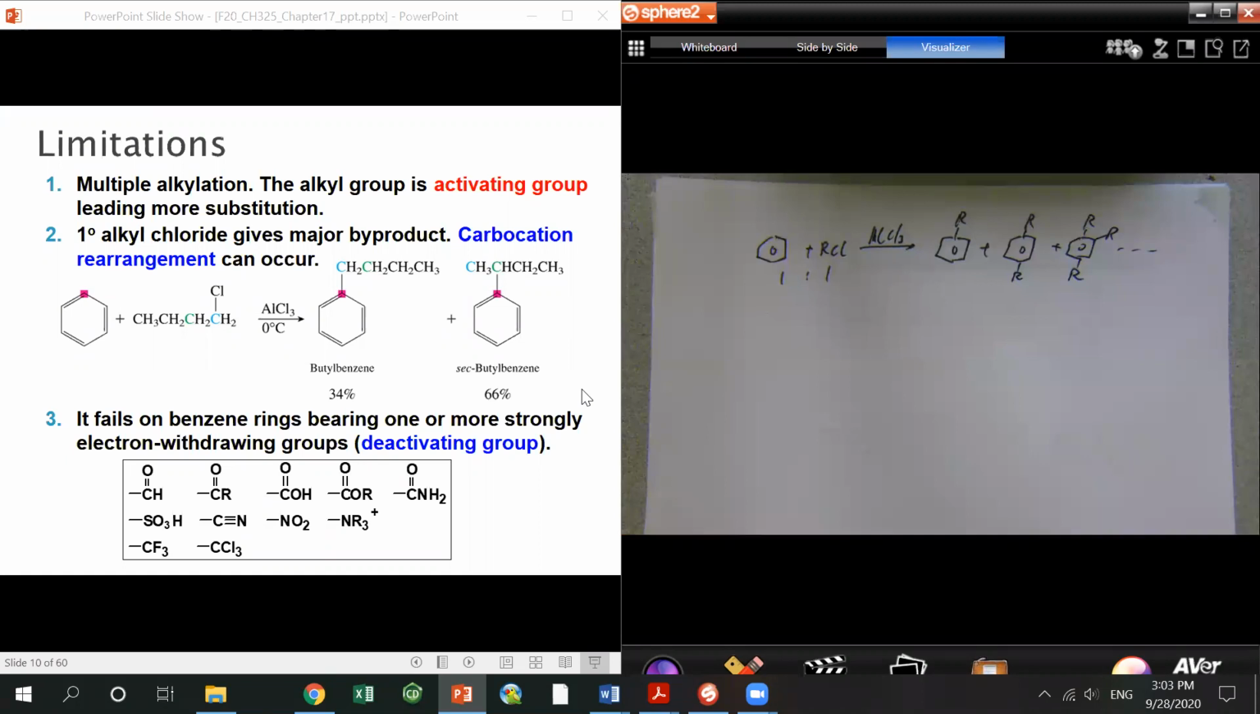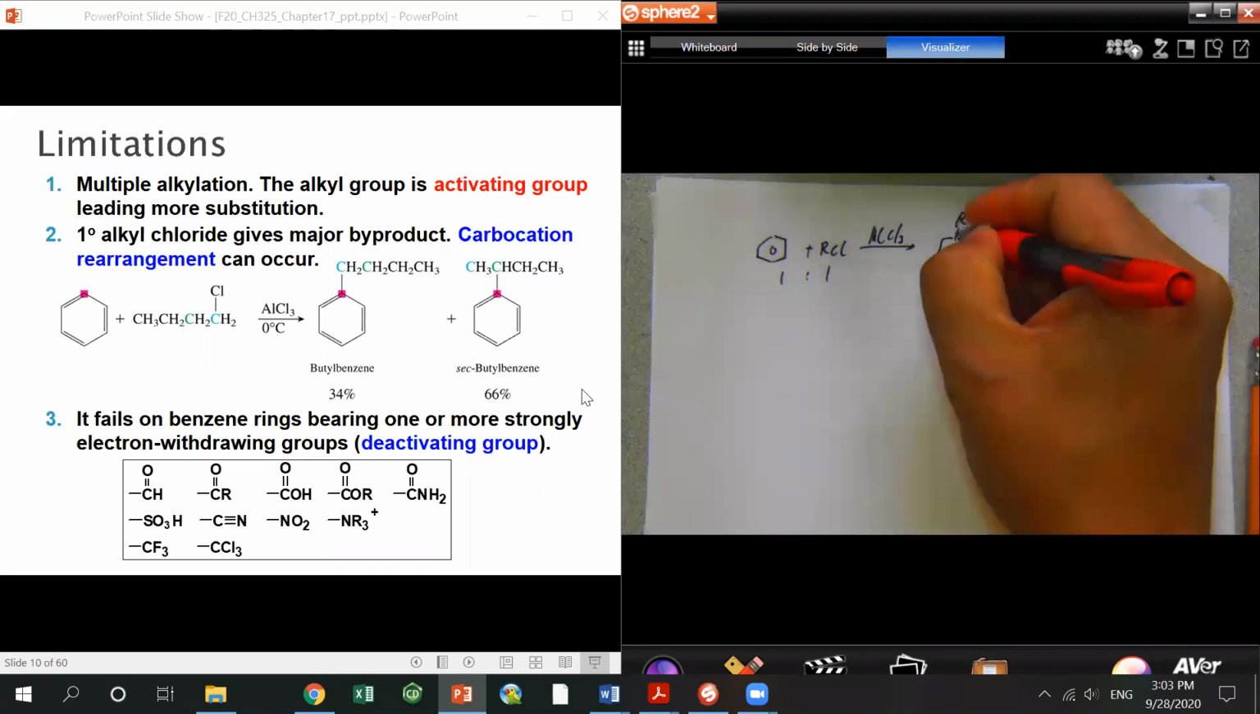And why is that? Because the alkyl group is what we call an activating group, and it donates electrons into the benzene ring, making the benzene more reactive. If you don't understand this part, don't worry, we will talk about this one shortly.